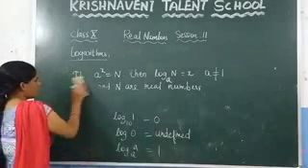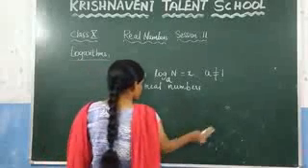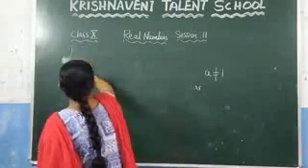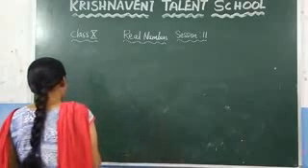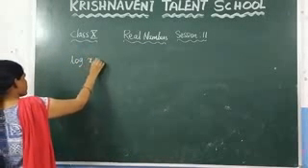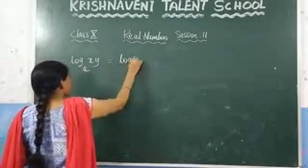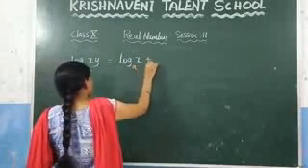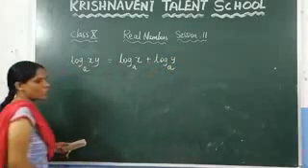Now, let us discuss a few more properties about the logarithms. There are some properties. What do those properties say? The first one: log xy to the base a, you can write this as log x to the base a plus log y to the base a. This is the first property.